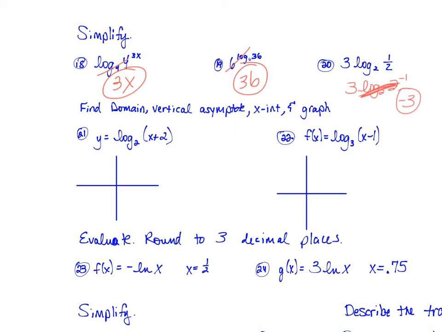All right, you're going to have a question like this that says, tell me the domain, the vertical asymptote, the x-intercept, and you have to graph it.